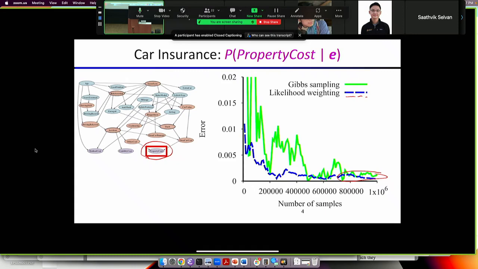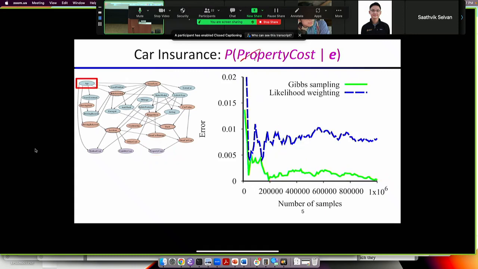But the case where it really comes into its own, actually that's wrong, that should say age, and it's a different set of evidence. So I'm querying the age variable, which is the root, conditioned on observations on the leaf variables. So if you observe the leaf variables, and now I'm querying the root, that's the worst case for likelihood weighting. And in fact, likelihood weighting is not converging after 1 million samples, right? Whereas Gibbs sampling is pretty much perfect after 1 million samples. So the error is like down there, 0.0001 or something like that.